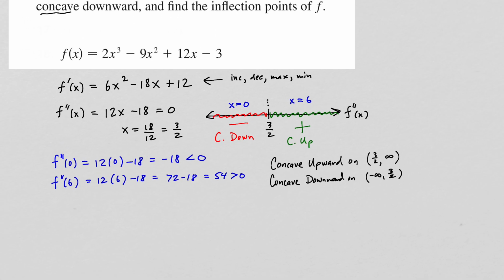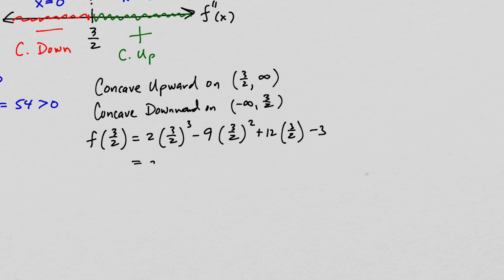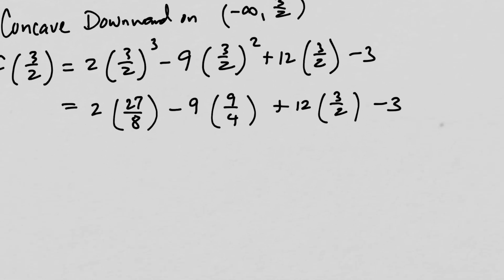So to get the inflection point, we have to plug 3/2 into the original function. So f of 3/2 will be 2 times 3/2 to the third power minus 9 times 3/2 to the second power plus 12 times 3/2 minus 3. And let's go ahead and compute this by hand. Why not? So we have 2 times 27 over 8 minus 9 times 9 over 4 plus 12 times 3 over 2 minus 3. And then we could do a little canceling.